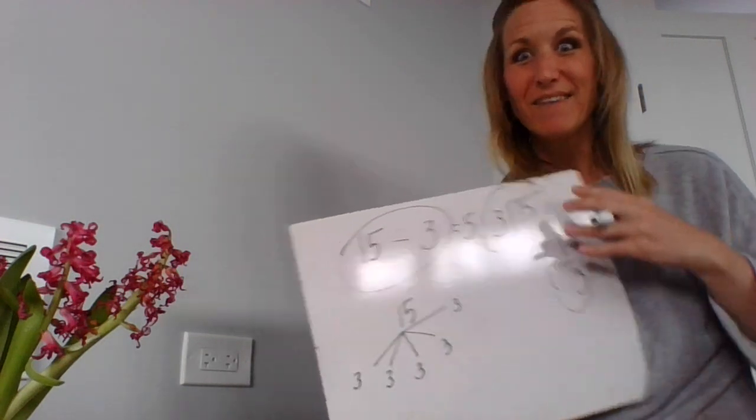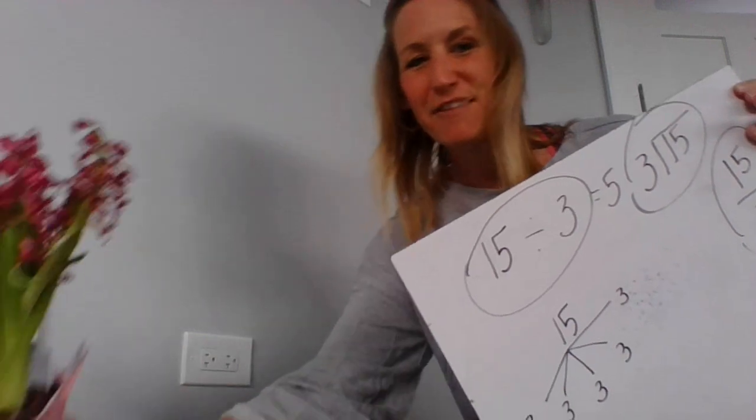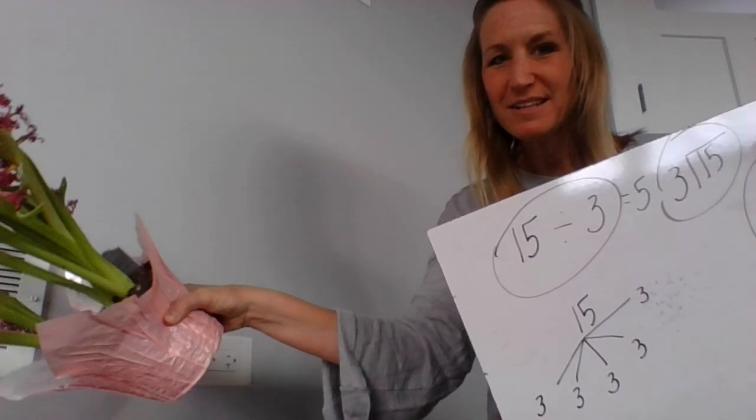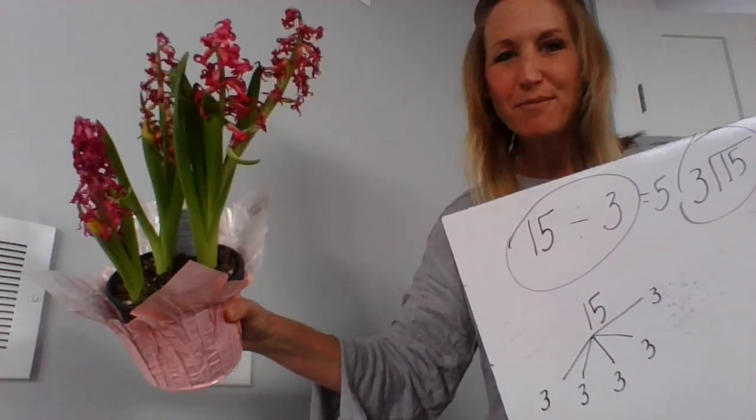So what did I do? I went to the store and I made sure that I had 5. I bought 5 pots. Oh, I can't find the camera. There it is. 5 pots of 3.